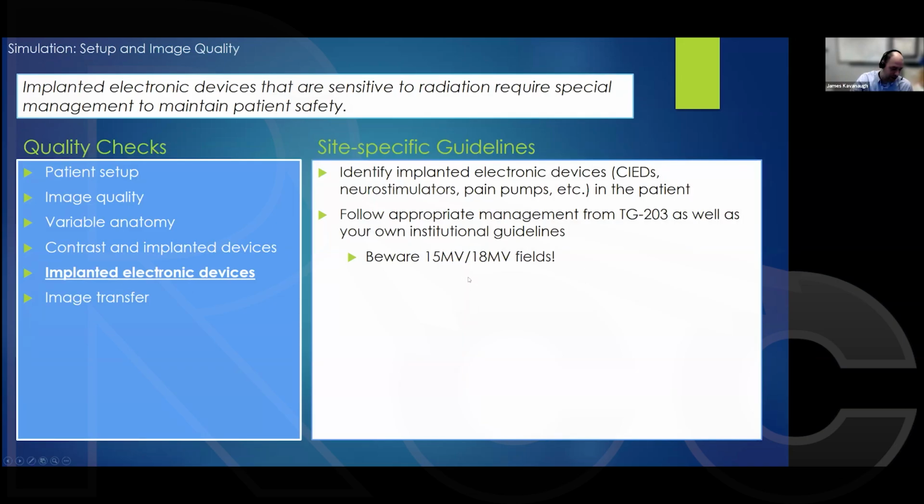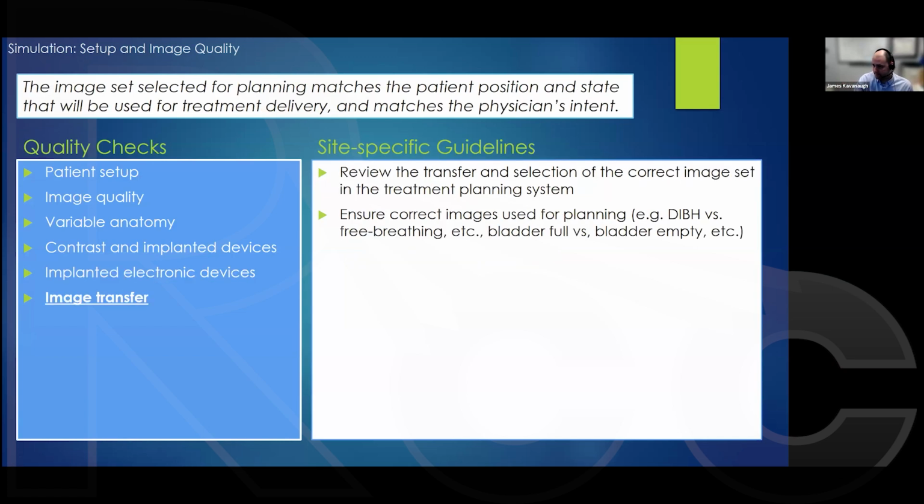15 to 18, as I mentioned, we had by far the most failures of implanted pacemakers and ICDs for prostate because we were using that 18, and that changed our standard of practice. And now, since then, obviously better guidelines, Task Group 203, have come out for having institutional guidelines that you can develop to work for your center.